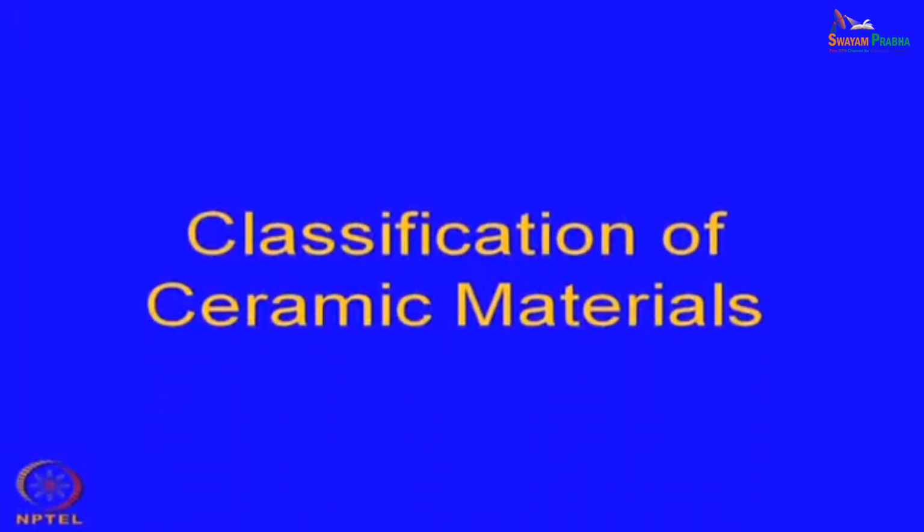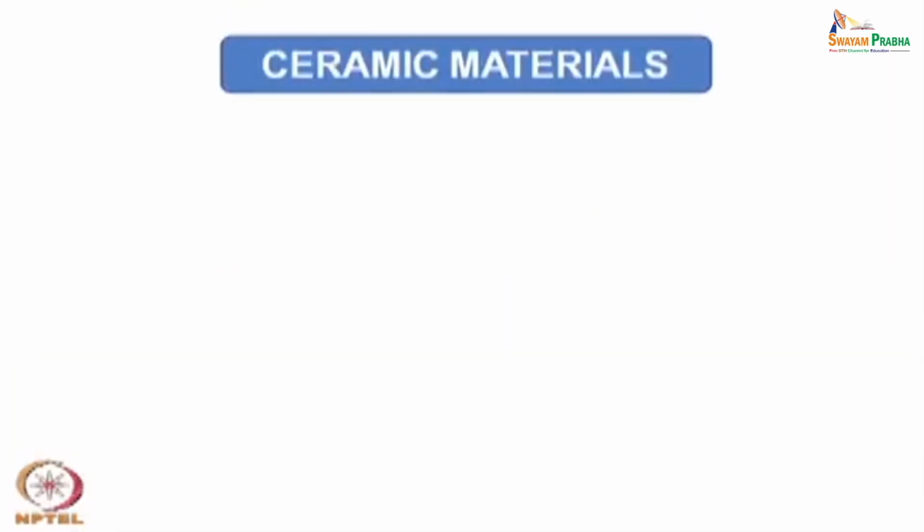So, having known that there are a variety of properties and a variety of materials from the chemical or the bonding point of view, we must know how to classify them. Can we categorize them under different groups? Yes, we can certainly categorize them under different groups.